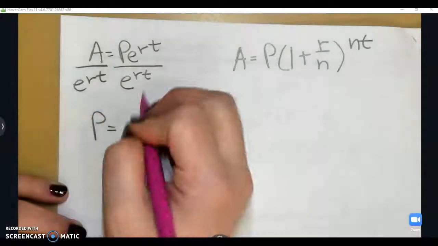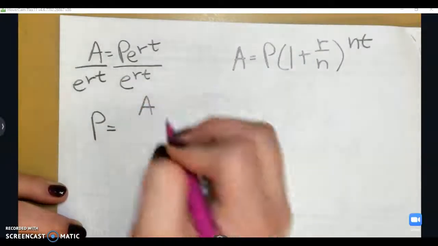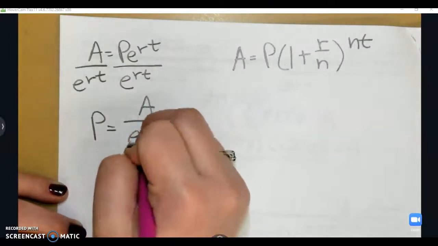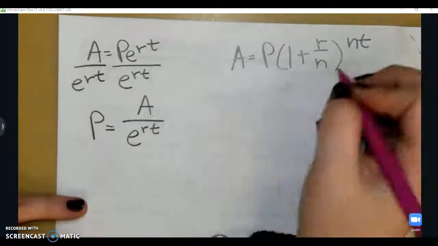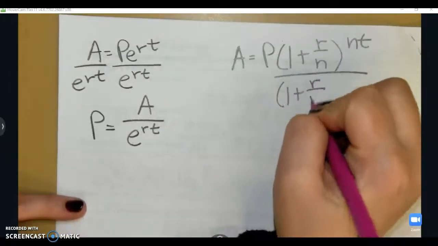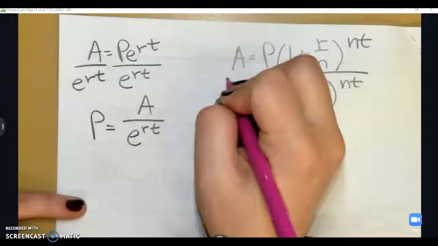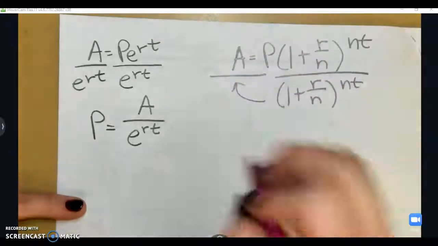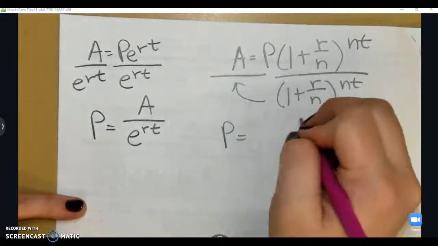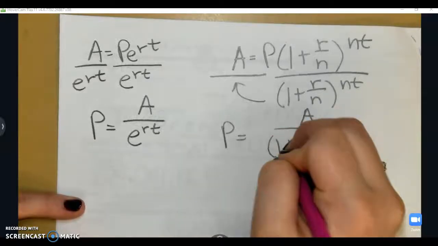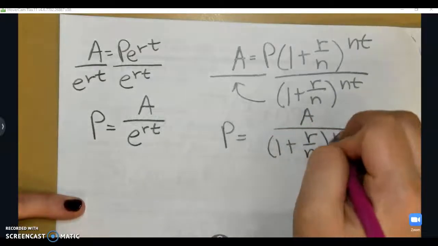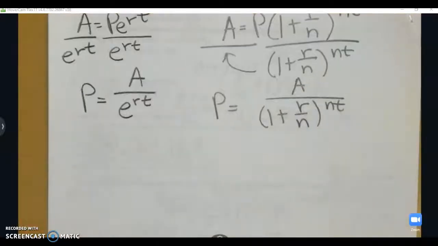So your principal for a continuously compounded interest account would be A divided by E to the RT power. And when we're compounding by a certain given amount, same concept, you're going to divide A by everything that's not P. So A divided by 1 plus R over N to the NT power. So you're just reworking that same formula to find P instead of A. And that is it for today's notes.